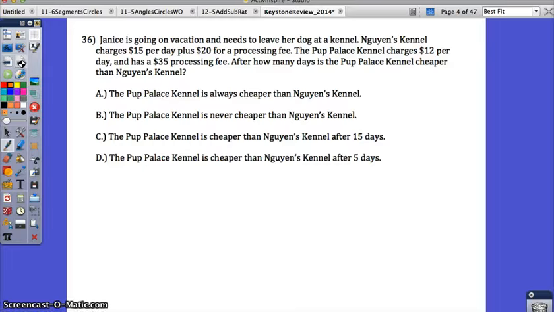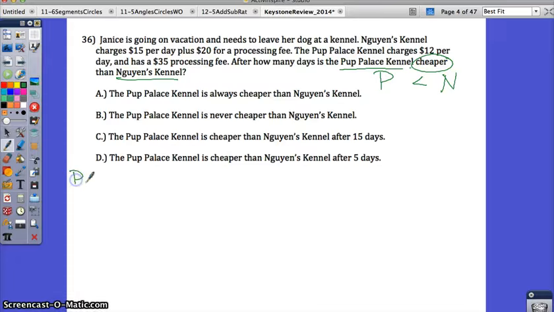So we want to know after how many days is one cheaper than the other. Let's think about this. After how many days is the Pup Palace cheaper? What inequality symbol would that be? I basically want to know when the Pup Palace is less than the Guyan's kennel. So when P is less than N. Let's write an equation for each kennel.